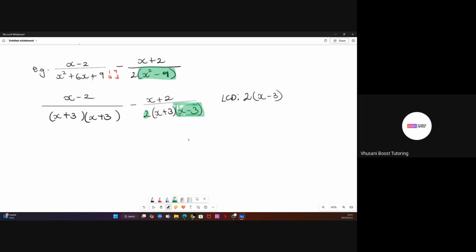And then this was the part where maybe people could get confused, right? What would we write for our x plus 3 in terms of our lowest common denominator? Does anyone have an idea what we could write? Do we write 1x plus 3? Do we write x plus 3 squared? Do we write x plus 3 to the power of 3? What do you guys think?